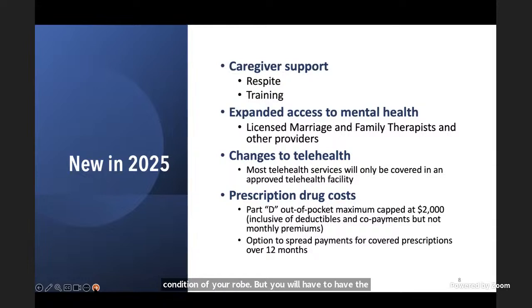The last thing that I want to highlight that's going to be new in 2025 deals with Medicare Part D. D as in David, your prescription drug benefit.